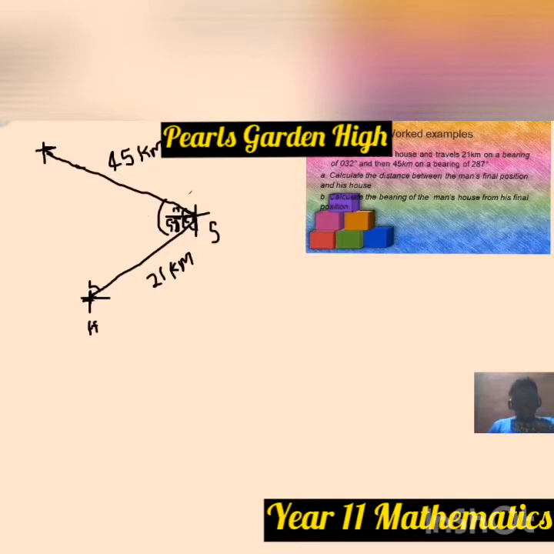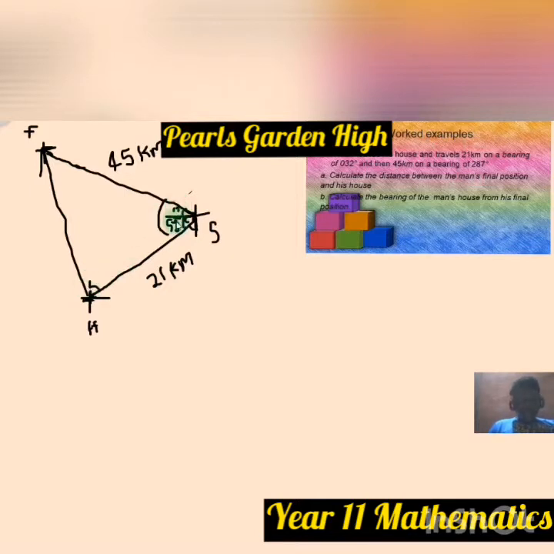Let's call this place where he stops the final stop. That's F. You can call this place F. The question is to find, firstly, the distance between the man's final position and his house. That means you have to connect his final position to his house. So we come all the way here. That gives a triangle. But then what we have from the triangle is this angle, 90 minus 32, but there's another angle here.